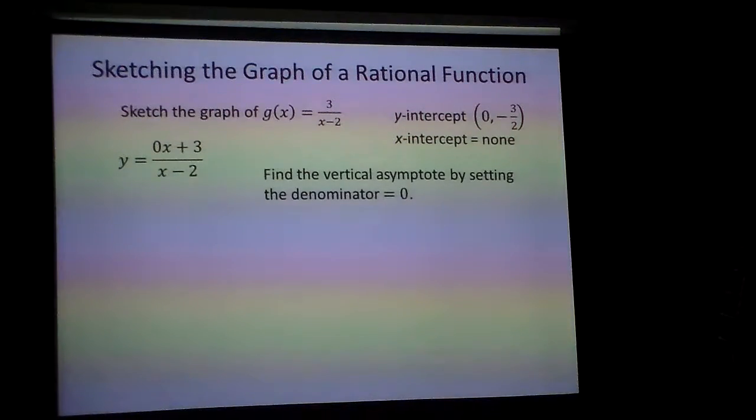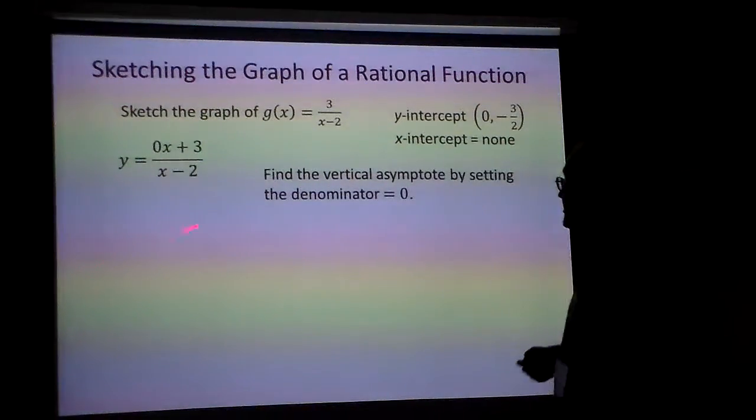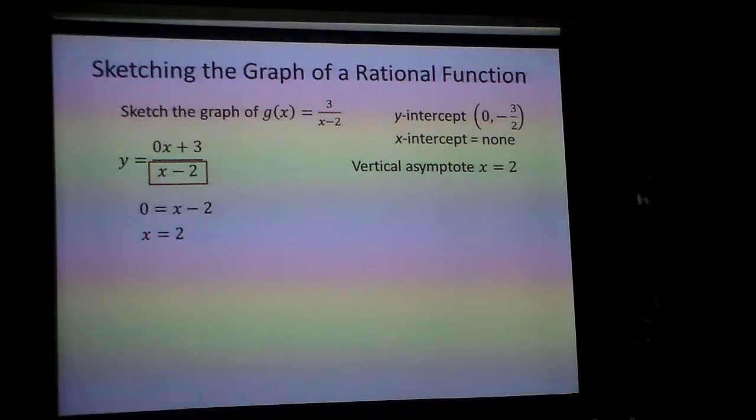The next thing I want to find is the vertical asymptote. How do I find the vertical asymptote? By setting the denominator equal to 0. So I'm just going to go 0 equals x minus 2. Solve for x. x will equal 2. So therefore, the vertical asymptote occurs at x equals 2.